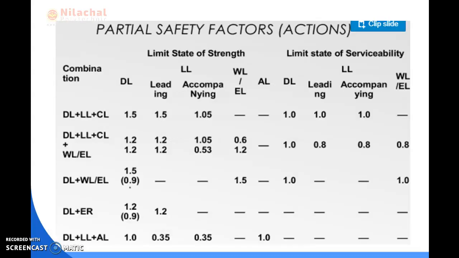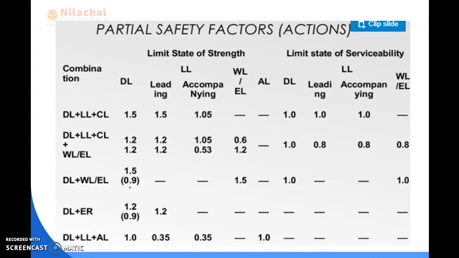Then we discuss partial safety factor. It is provided in IS 456-2000. The table is provided for the partial safety factor which we consider against the action. The partial safety factor is provided for the limit state of strength and limit state of serviceability. This is the table we consider in the case of design.